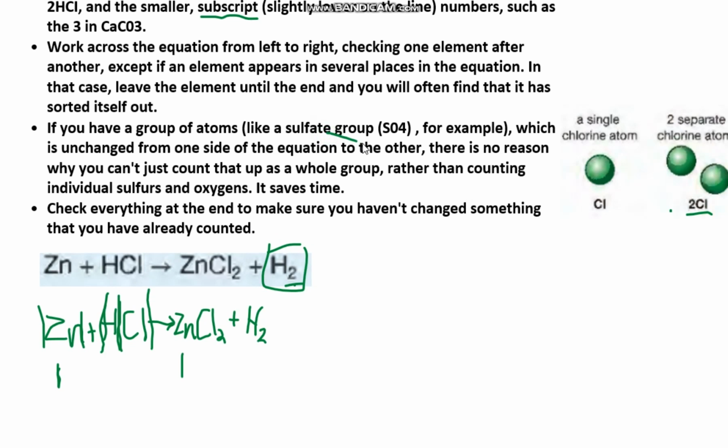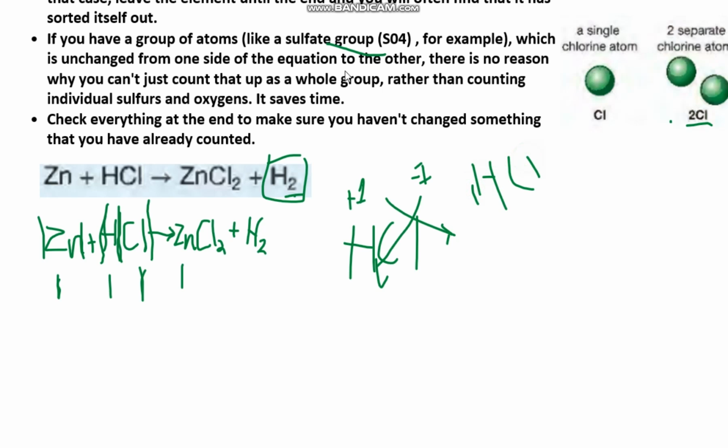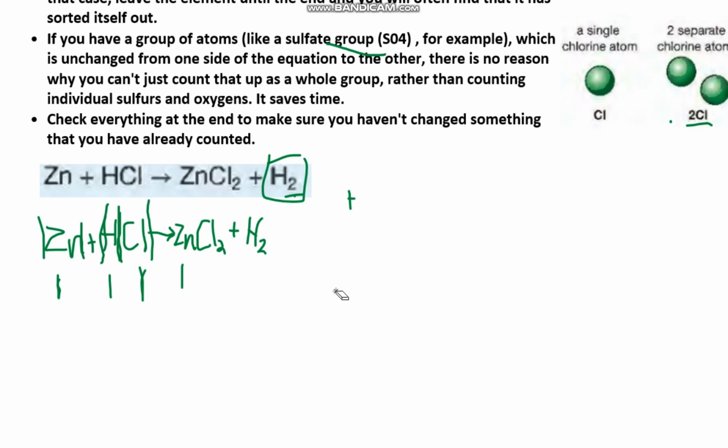But here it says sulfate group, so this HCl is not a sulfate group, so it is not counted as that. Hydrogen also has one, and chlorine also one. You know this because hydrogen has one, meaning it has a positive one ion, and chlorine is negative one, so they cancel, so it remains HCl. You should know this at this stage. So eventually we have one atom for every element on this side of the reaction.